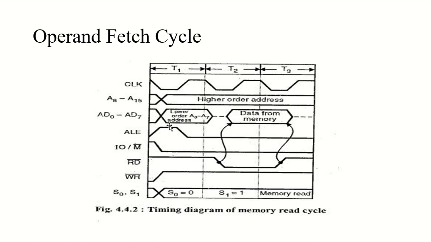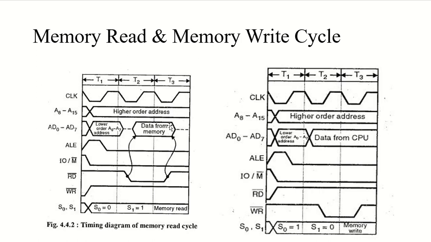So the remaining process will be the same as opcode fetch, except there are no further stages after T3. So generally it's stored in a general purpose register. If it's the operand fetch cycle, then it is loaded in a temporary register for further use. In the operand fetch cycle, the program counter contents are incremented by 1 to point to the next location. Then we have the memory read and memory write.